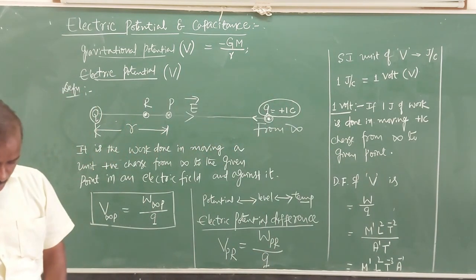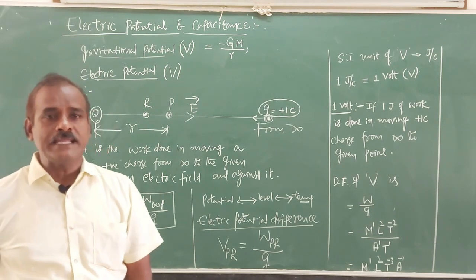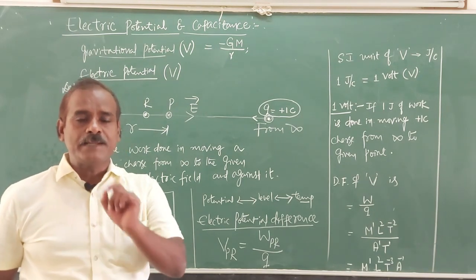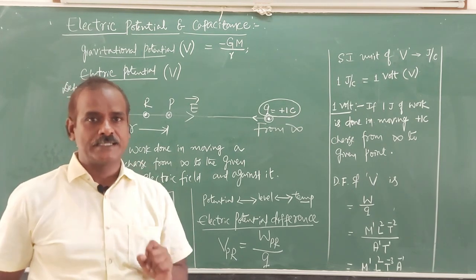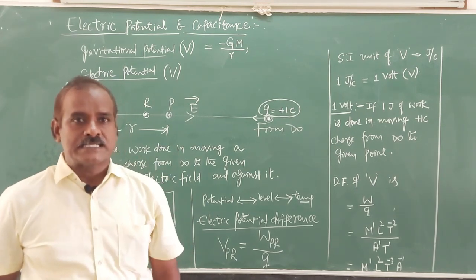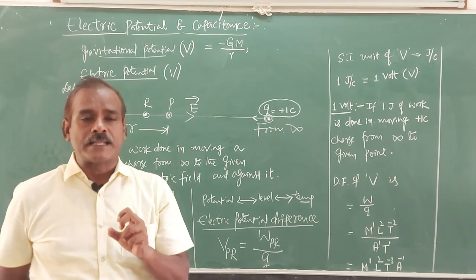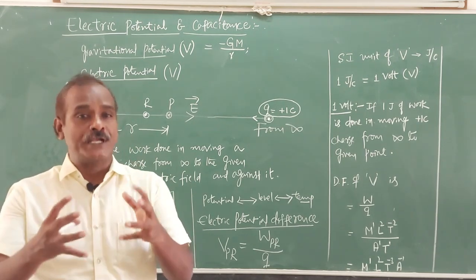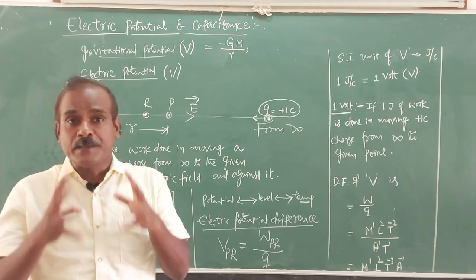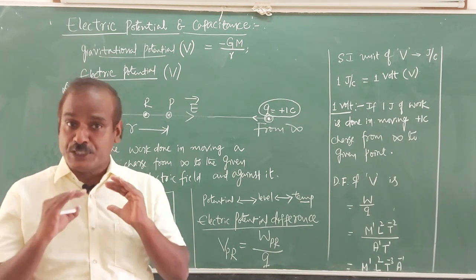And you also remember, electric potential, unlike electric field intensity, is a scalar quantity. It has no direction. Hence, electric potential can be positive due to positive charge, can be negative due to negative charge. And electric potential at a point can be 0 also.